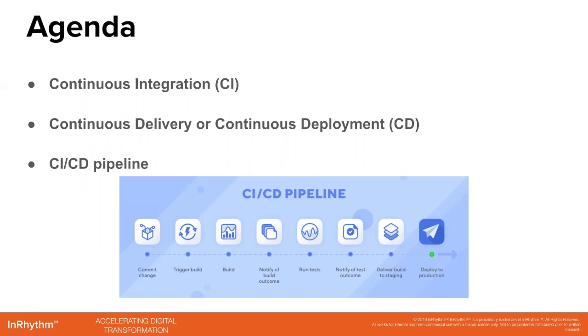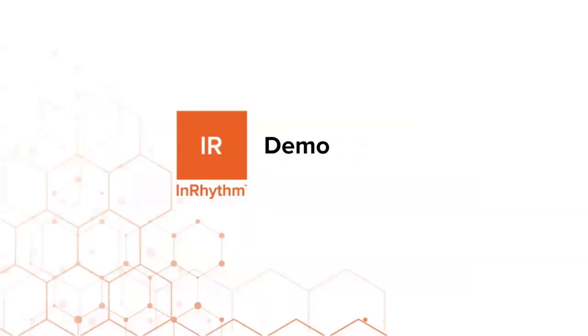CI/CD pipelines automate steps in the software delivery process, such as initiating code builds, running automated tests, and deploying to a staging or a production environment. They remove manual errors, provide standardized development feedback loops, and enable fast product iterations. Now let me show you how to build a CI/CD pipeline with GitLab.